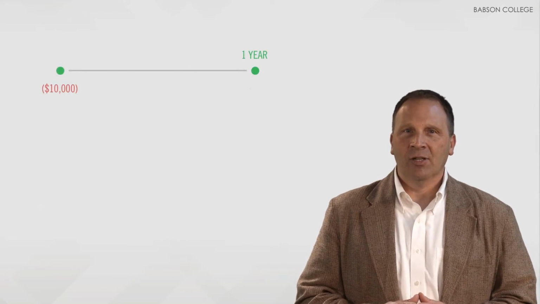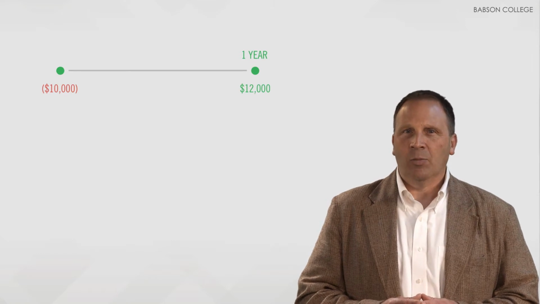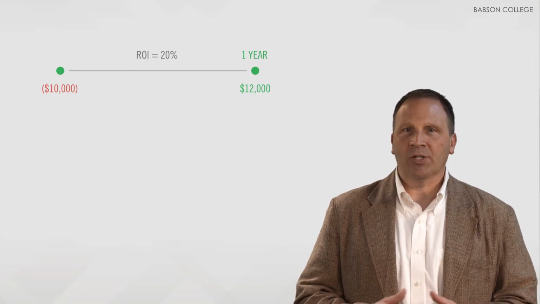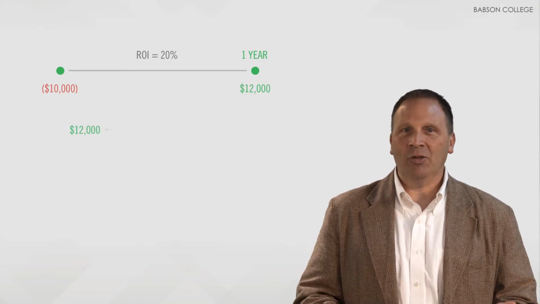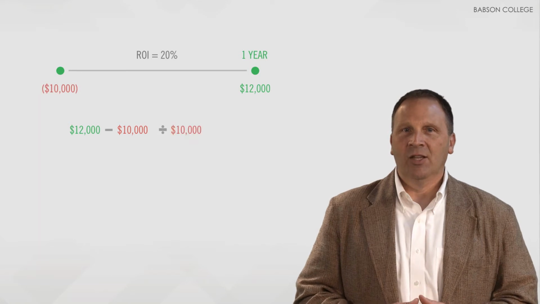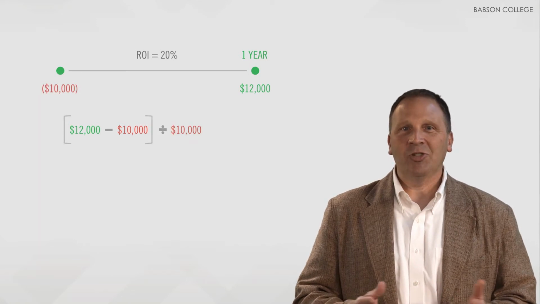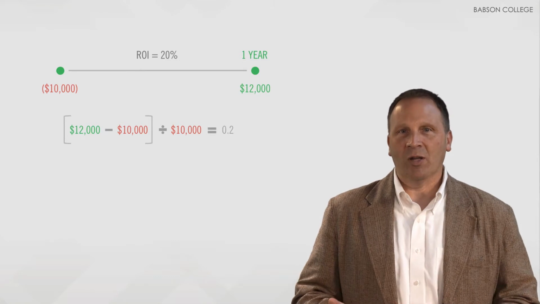For example, say you have a project with an initial investment of $10,000. It's expected to throw off $12,000 a year from today, so the project's ROI is 20%. You get this by taking the ending value minus the beginning value and then dividing by the beginning value. In this case, 12,000 minus 10,000 equals 2,000, divided by the 10,000 gives you 0.2 or 20%.